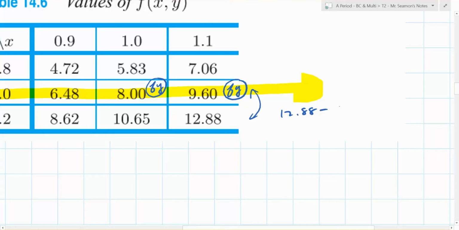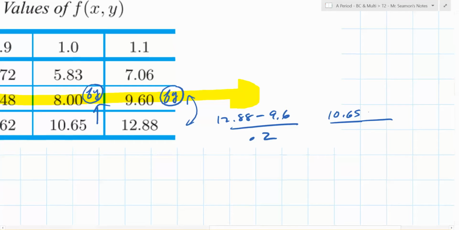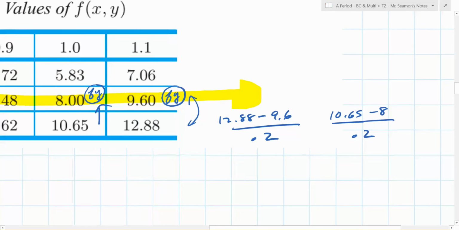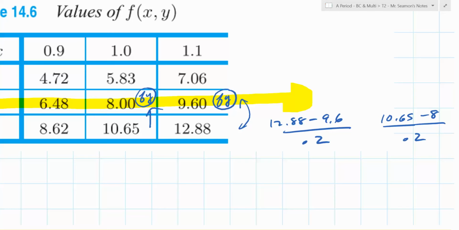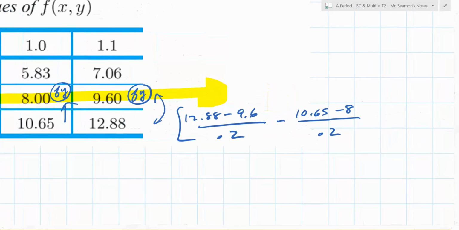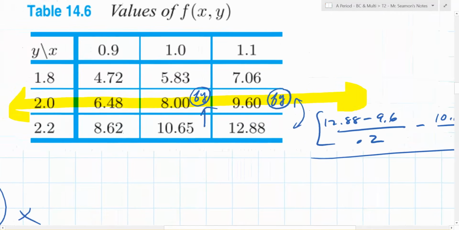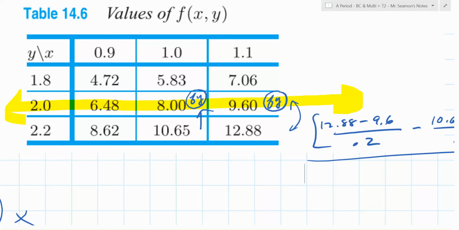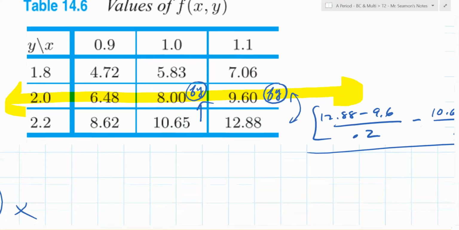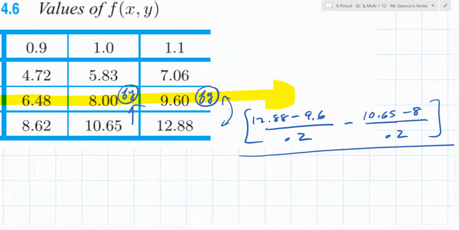12.88 minus what? 9.6 all over 0.2. And then you need it right here, so what's that one going to be? 10.65 over, minus 8, over. So those are the two values, right? And what do you do with those two values? Subtract them, and then what do you have to divide them by? You have to divide them by what exactly? The change in what? The change in x, 0.1.